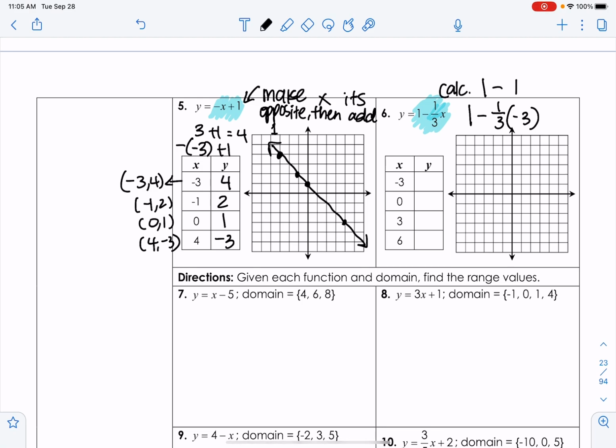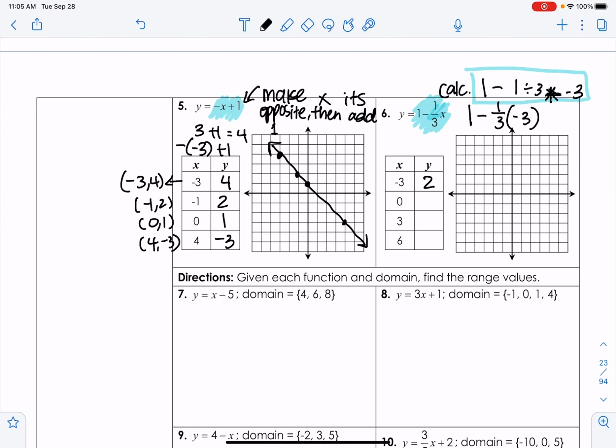1 minus 1 divided by 3 times -3. Put it in exactly like this into your calculator and it'll give you your output. So I'll do that right now: 1 minus 1 divided by 3 times -3. And I got +2 there.